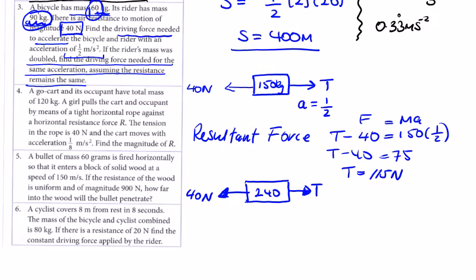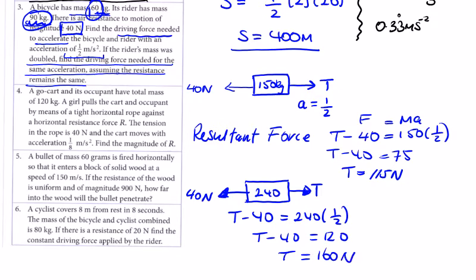So here we're going to have T minus 40 is equal to 240 by a half. So T minus 40 is 120. So this time T is 160 newtons.